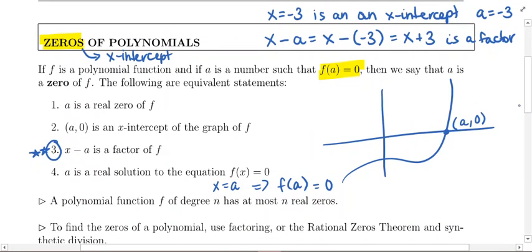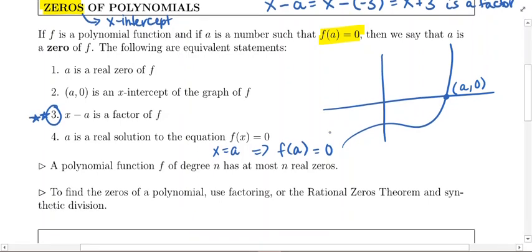So that is what that particular statement in number 3 is saying. If a is a 0 or x-intercept, that's the same thing as saying x minus a is a factor. That's going to be really, really important, so we're going to do a lot of practice with it. Okay, so next thing. Just keep in mind these things are equivalent. They all mean the same thing.